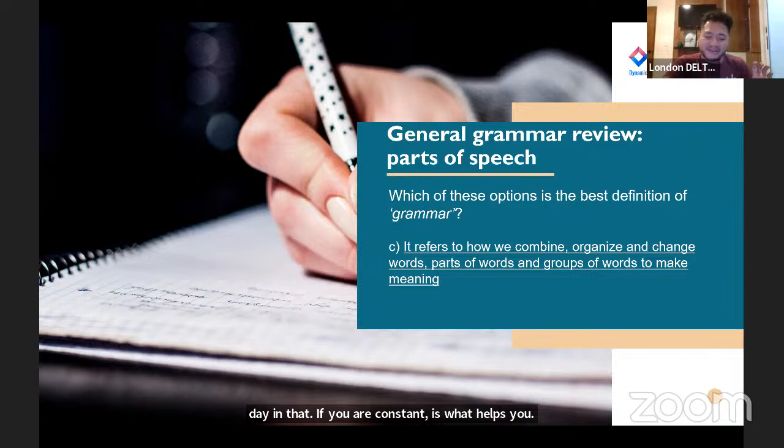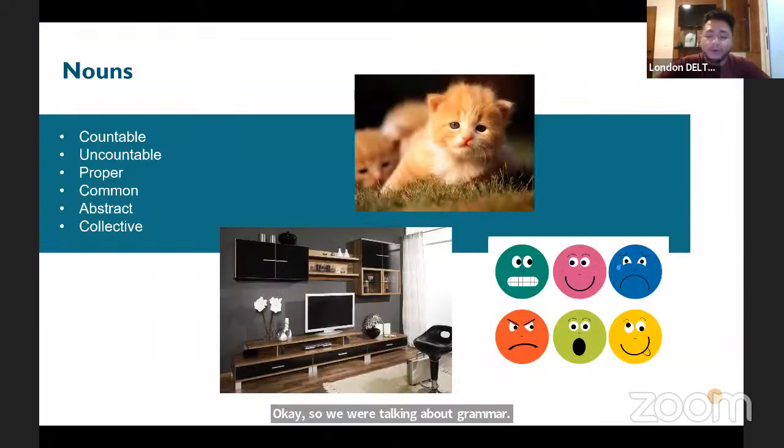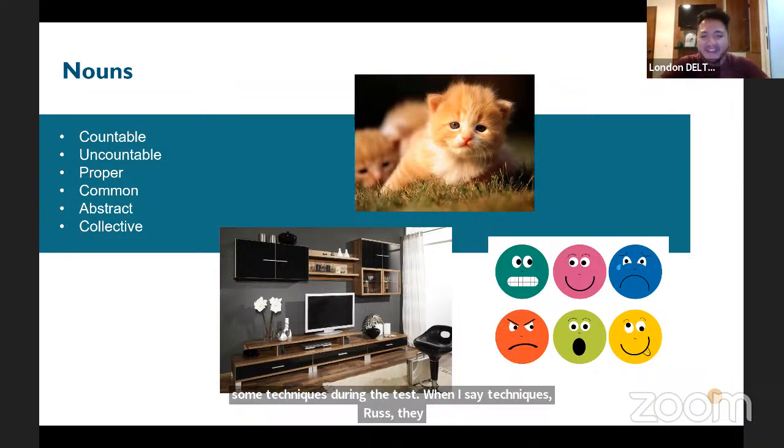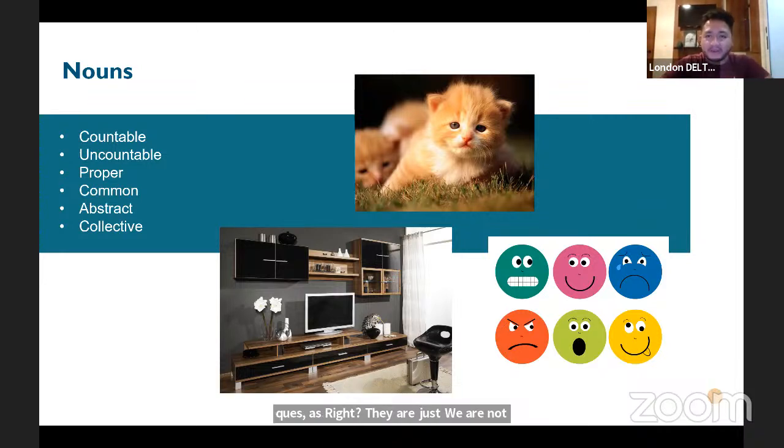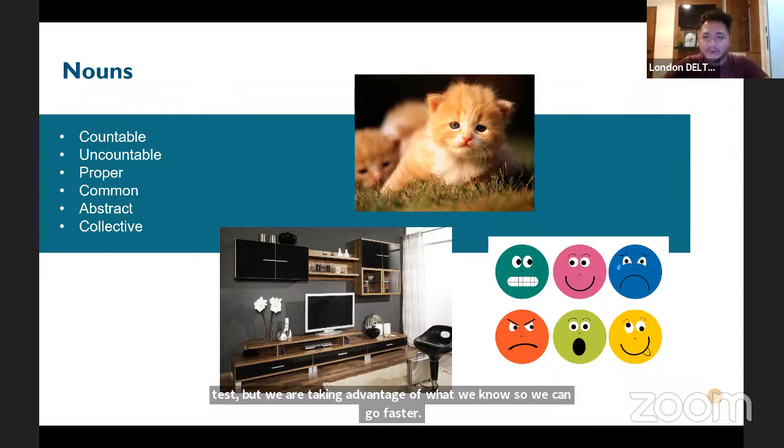That's when we say we are proficient, and it's not magic, it's just the use. Okay, so we were talking about grammar, right? So it's important to know, because we are going to use some techniques during the test. When I say techniques, algunas técnicas para contestar las preguntas, no piensen que son trampas, right? We are not cheating on the test, but we are taking advantage of what we know so we can go faster, we go smoother, right?